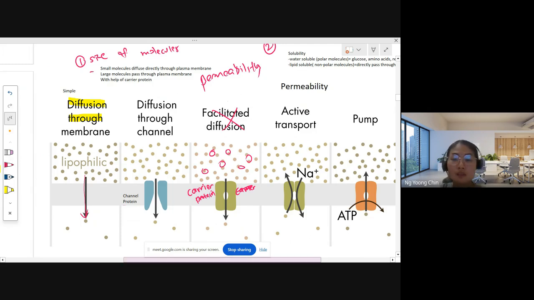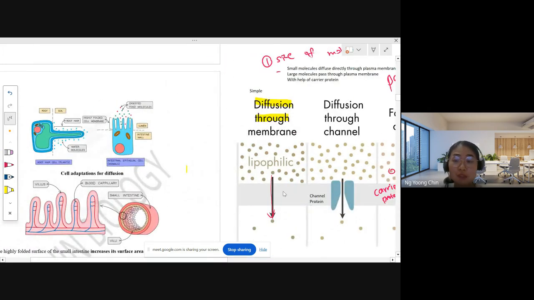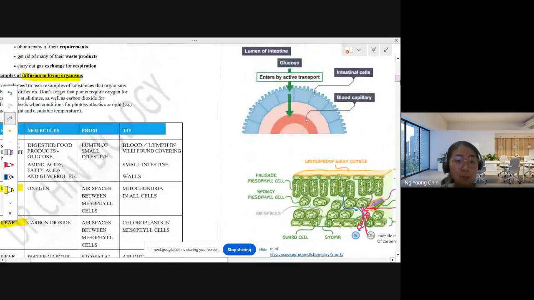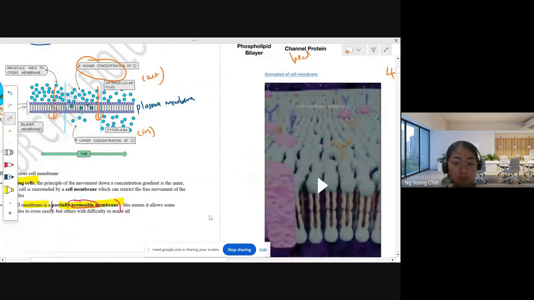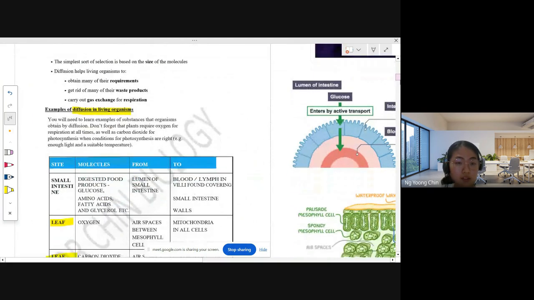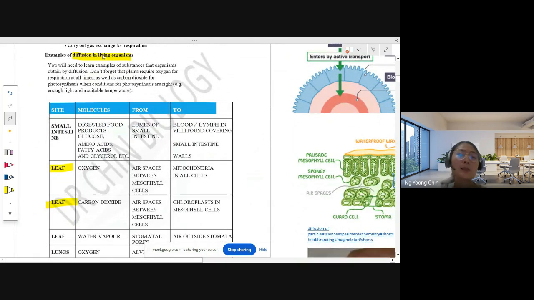So let us start with simple diffusion first, which is how the molecule is able to pass through the membrane directly without any help from carrier proteins or channel proteins. So let's talk about simple diffusion. This is an example of simple diffusion that happens in living organisms. Please take a star, because in the exam they like to ask this kind of question.